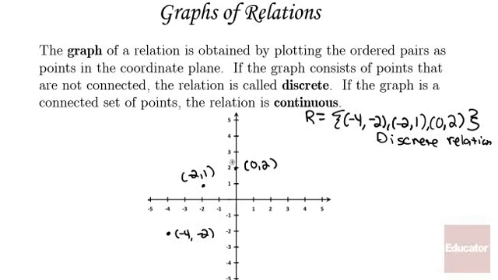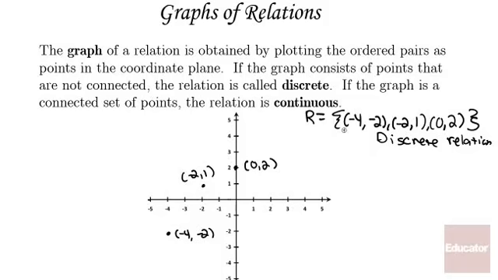And the reason is because I have a set of discrete points. They're not connected. And I can't connect them because I haven't been given anything in between or a way to know if or what lies in between these. I can't just connect them when I don't know. This is just the entire relation. So I can just work with what's given.